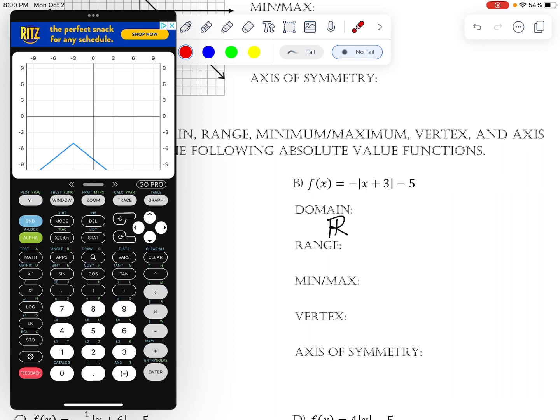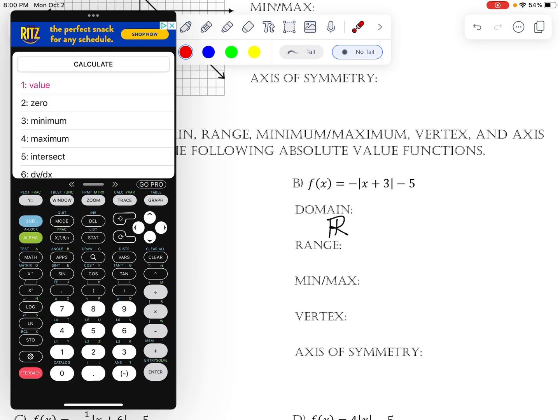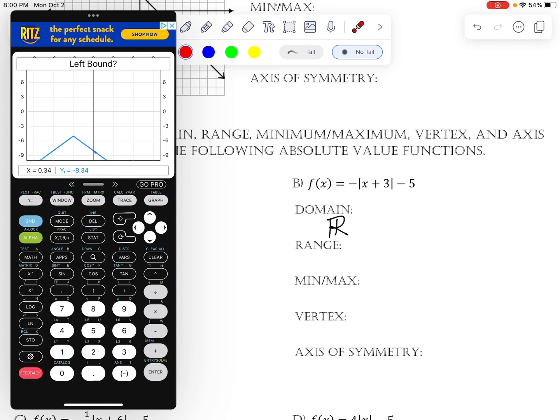So there's a way on your calculator that you can find your vertex. You're going to hit second, which is the blue button, and then the button that says trace. It is to the left of your graph button. And if we remember, our graph had a peak, so it had a maximum. Okay, so I'm going to hit enter, and I'm going to go to the left bound.